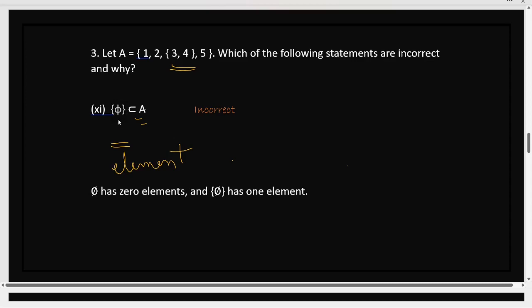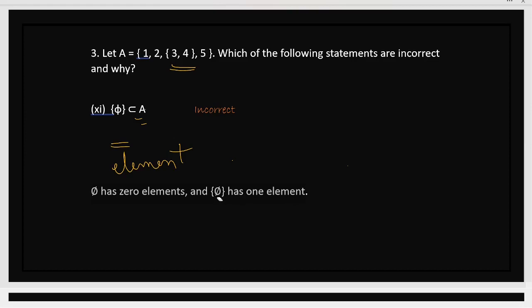This is a set. The element is the null set inside. So is this element present in A? No, incorrect. As an element, it is not present inside the set A. This I wanted to stress. The null set has 0 elements. It is a set and it has 0 elements. And this is a set but has 1 element.